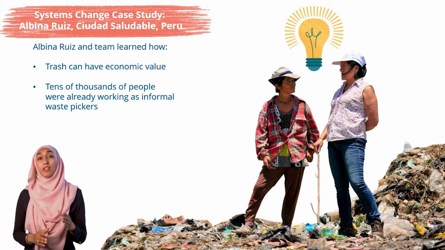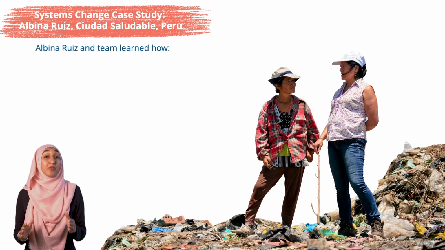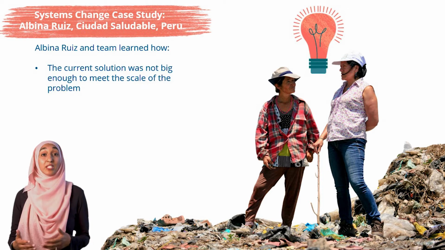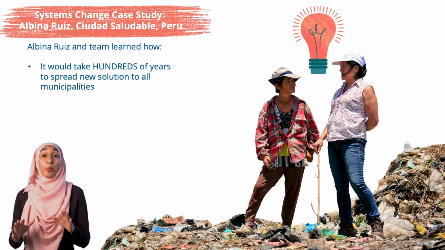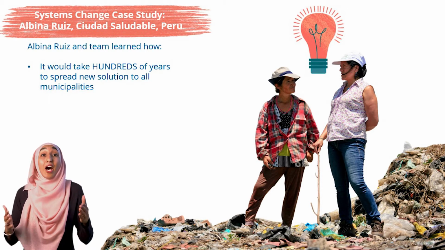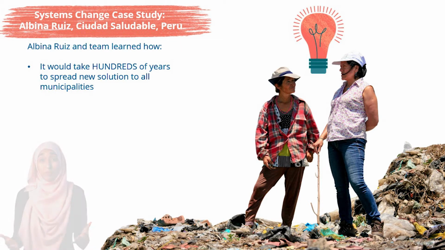However, even after her solution started spreading, she realized her solution was not big enough to meet the scale of the problem. At one point, years had passed in Albina and her team applying their approach. Her team at Ciudad Saludable had gone to about 65 municipalities and realized that it would take hundreds of years to get to all municipalities in Peru if they continued going at the same pace. Hundreds of years. It's a type of jaw-dropping moment of realization you'd never forget.